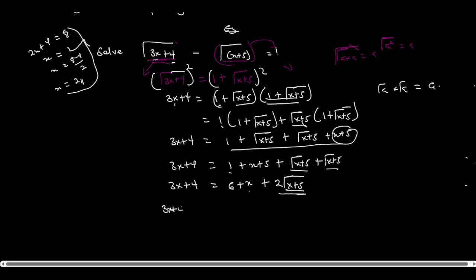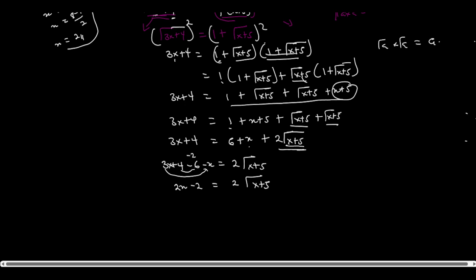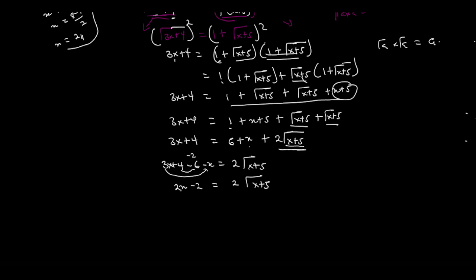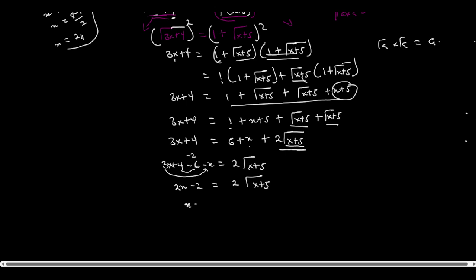We have 3x plus 4, then we send the 6, minus 6. We also send the x, minus x, is equal to, we have this 2 root x plus 5, right? So let's simplify. I think we have 2x, 3x minus x is 2x. 4 minus 6 is negative 2. 2x minus 2 is equal to 2 square root of x plus 5. I think we can still do something about it. What can we do? We can divide both sides of the equation by 2. So we have x minus 1 is equal to square root of x plus 5.